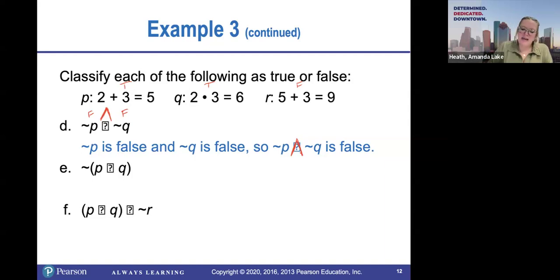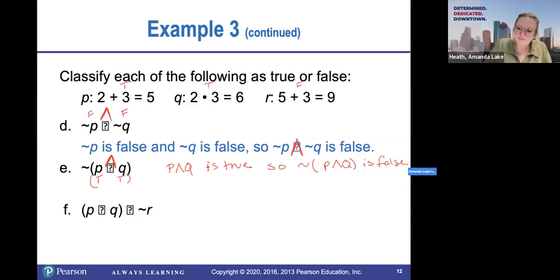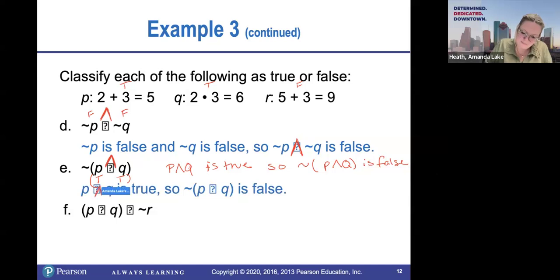So let's say that this is an and statement as well. So P and Q will be true because P is true and Q is true. So P and Q is true. So not P and Q is false. So if I make that into an and, then that should be true.